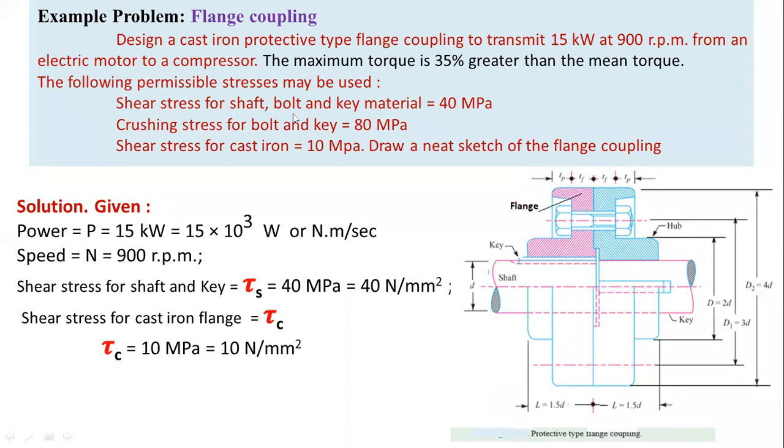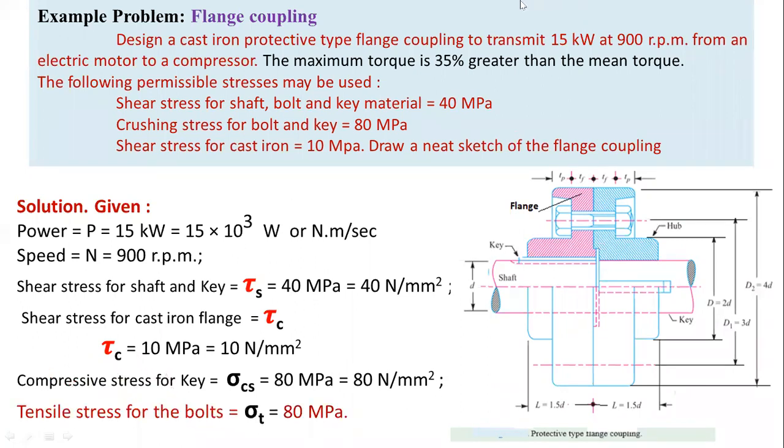And here the crushing stress for bolt and key material is sigma C, sigma C equal to 80 megapascal. 1 megapascal equal 1 Newton per mm square. Now here the tensile stress induced in the bolt material is 80 megapascal, sigma T equal to 80 megapascal.